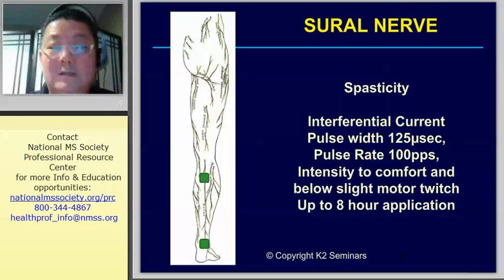The nice part about this is that the side effects are none, so you should be able to do that nicely. So I've given you the application for the sural nerve. You can put it on both legs if you choose to do so.